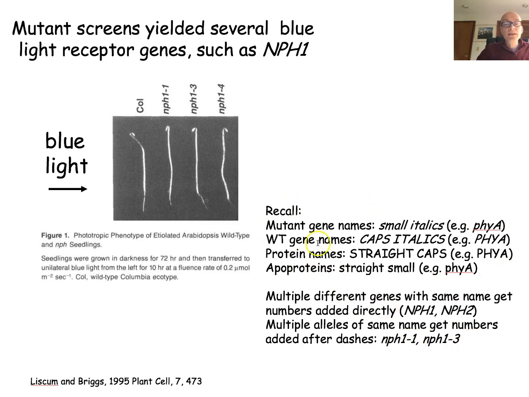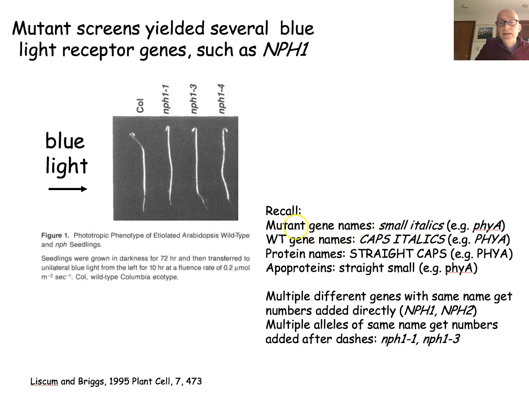And this is something I had mentioned before, and I want to make sure that you are familiar with that, because it's very easy to be imprecise when you write something. When you mean the mutant and you use a different type of nomenclature, then it's really hard for the reader to understand whether you talk about the wild type or the mutant allele.